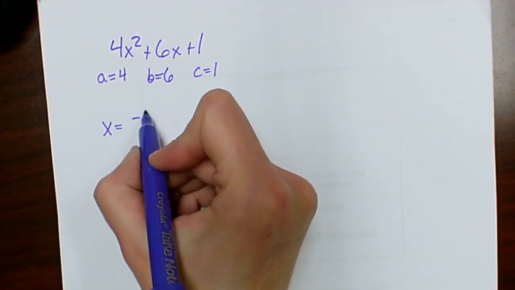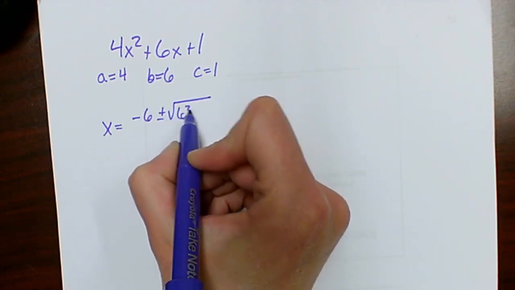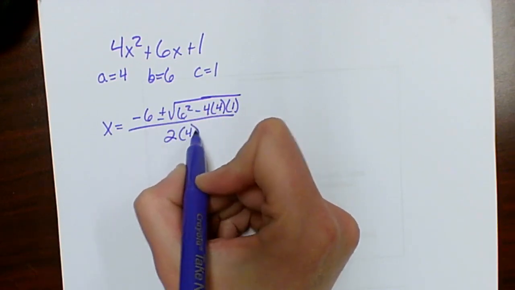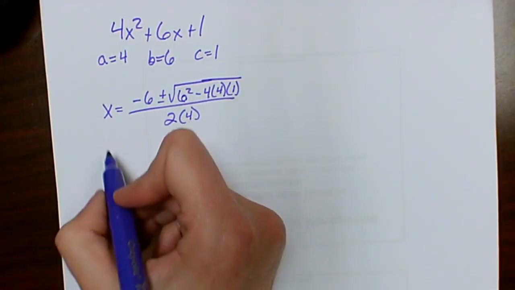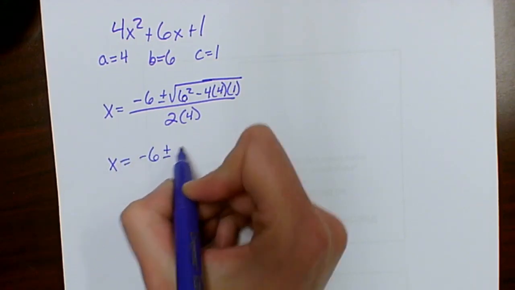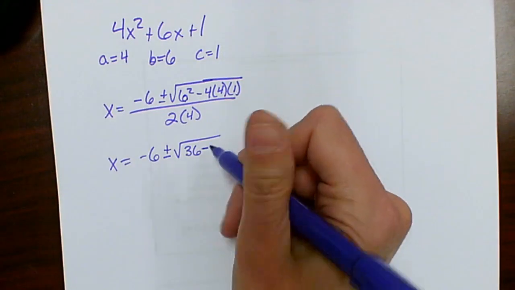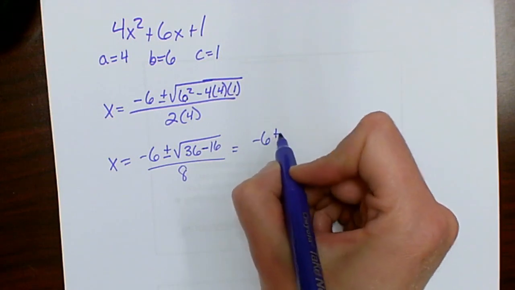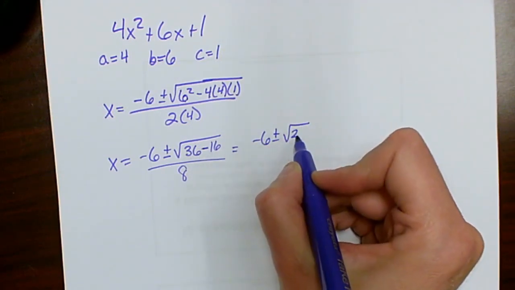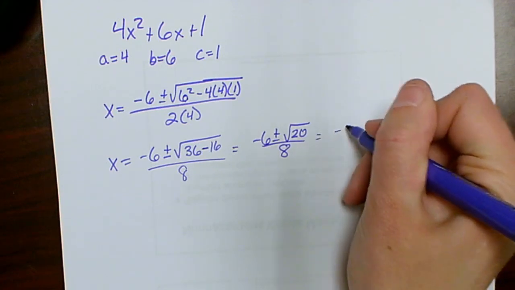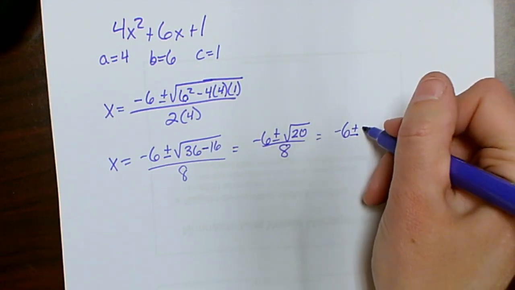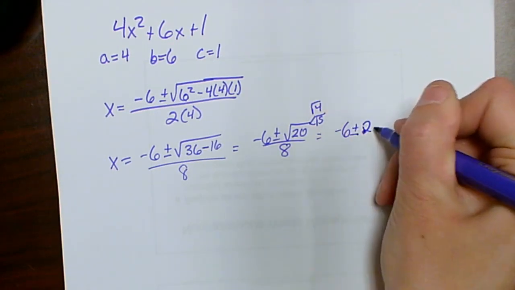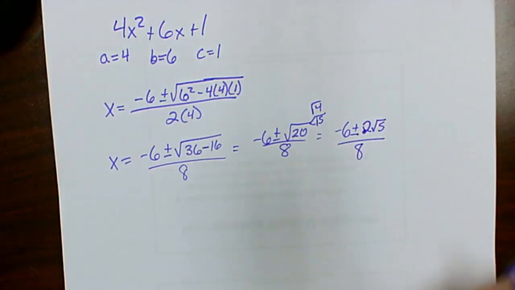So x equals negative b plus or minus the square root of b squared minus 4 times a times c, all over 2a. And you must memorize this formula. It will make your life a lot easier. Negative 6 plus or minus the square root of 36 minus 16, all over 8. Negative 6 plus or minus the square root of 20 over 8. Negative 6 plus or minus the, not square root, let's go 4 and 5. So that would be 2 square root 5 over 8.